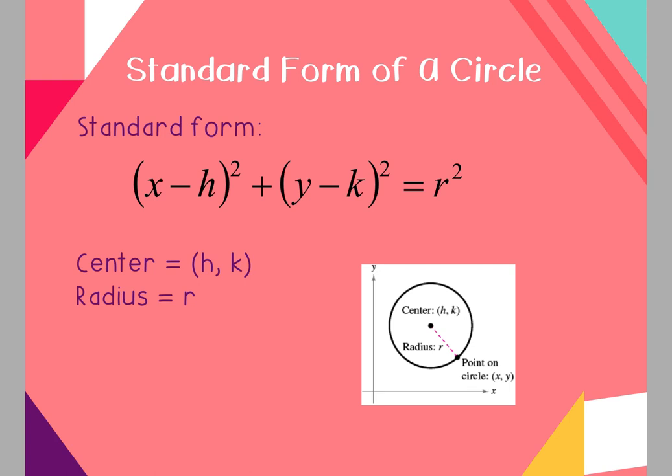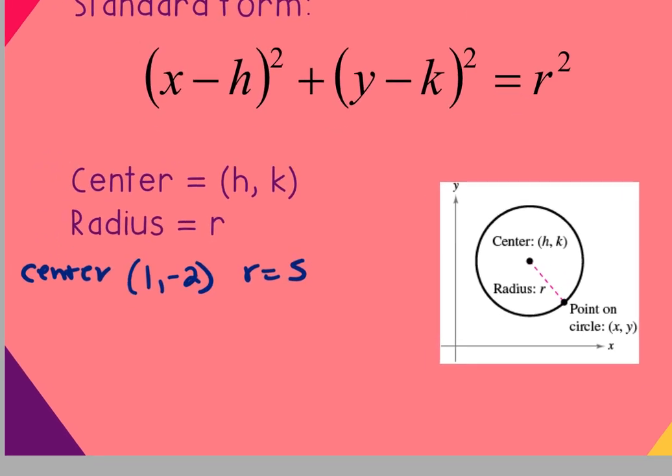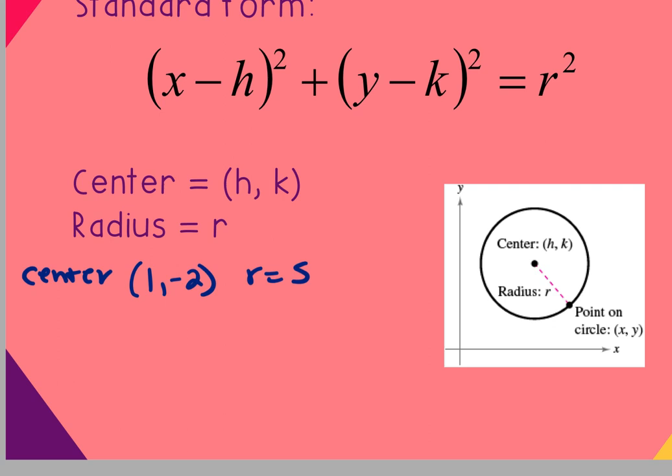You'll see this a couple different ways. Maybe you're given the center and the radius, and they want you to find the equation. In that case, you're just plugging it in. So it would be x minus 1 squared plus y minus a negative 2, which makes that become positive, equals r squared, which would be 25. So that's one way you could see a question on this. Here's the center, here's the radius, give me the equation.